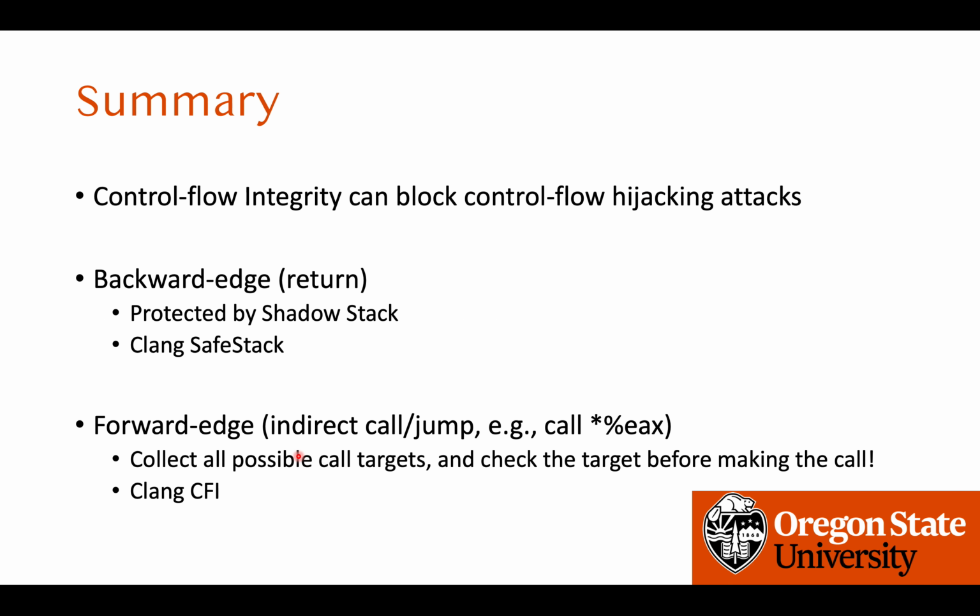So in summary, to defeat control flow hijacking attacks, we can directly place protection or checking on control data. For return address protection, we can apply a shadow stack. And for forward edge protection, we can apply either control flow integrity or code pointer integrity.